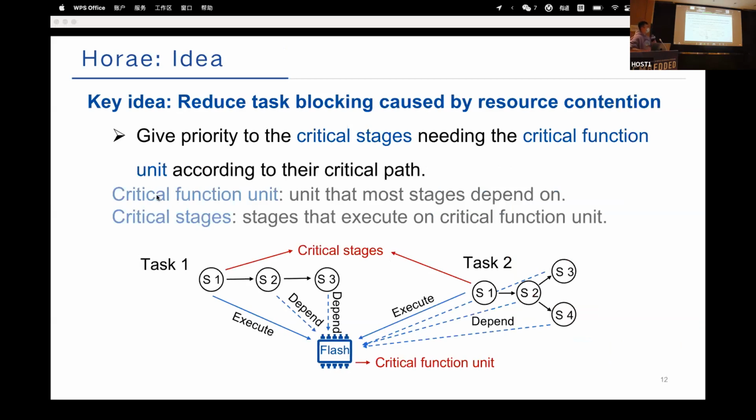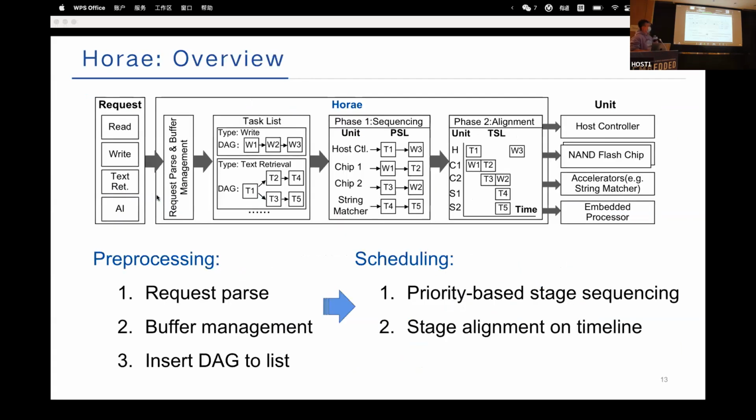So Horae's idea is to reduce the task blocking caused by resource contention. Hence, it maps the uncritical stages to run on the uncritical function units. The critical function unit means the unit that most stages depend on, and the critical stages means the stages that need to execute on the critical function unit. So Horae will give priority to the critical stages within the critical function unit.